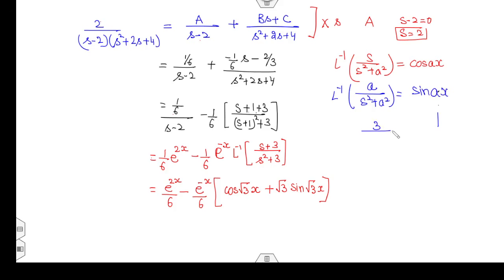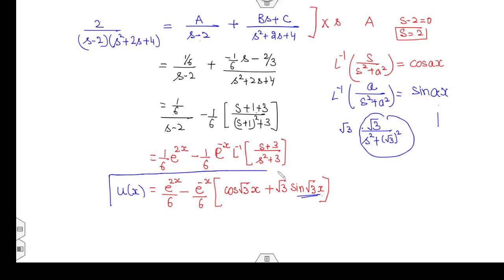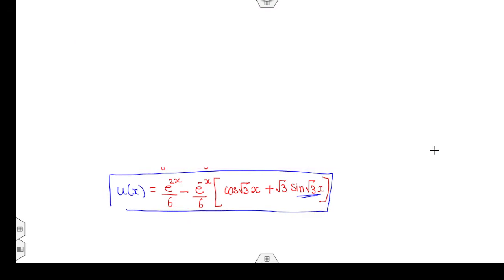But in this case you can see it is s square plus root 3 square. Fine. So I can replace a with root 3. So this is sine of root 3 x, and this is the value of my u of x. Is it okay? Now you can check the given options and substitute its values. So this is my complete solution.